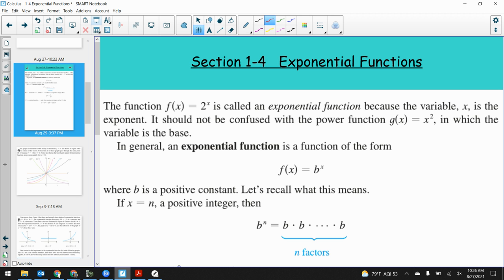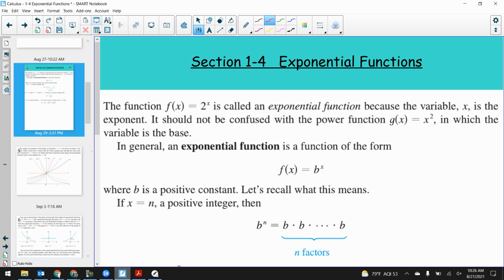Because the variable x is the exponent, that's what makes it an exponential. Once we put the variable in the exponent, that's what makes it an exponential function. It should not be confused with the power function x squared. X squared and 2 to the x are not the same thing, and we're going to compare them in a second. In x squared the variable is the base. Now the variable is in the exponent.